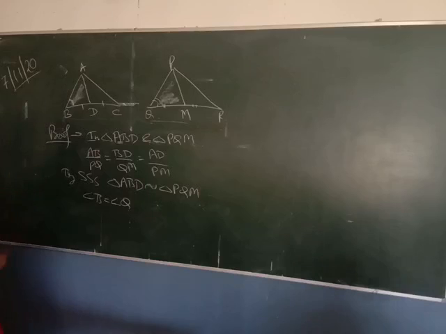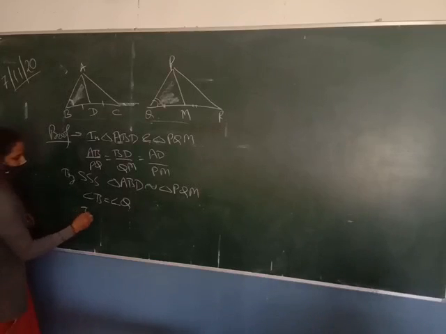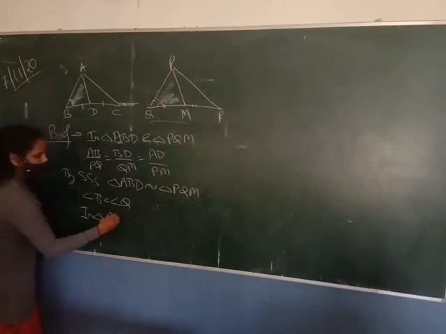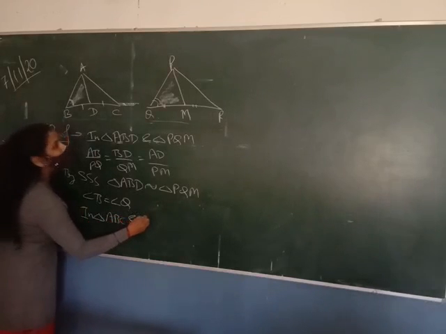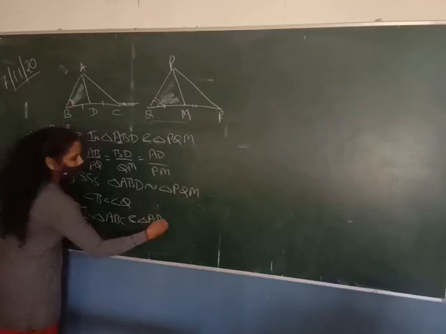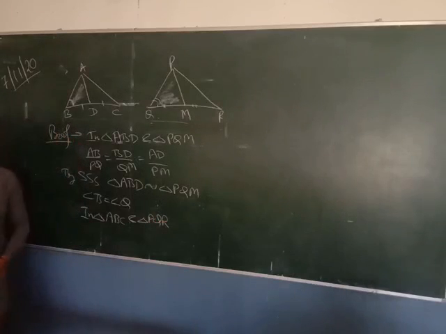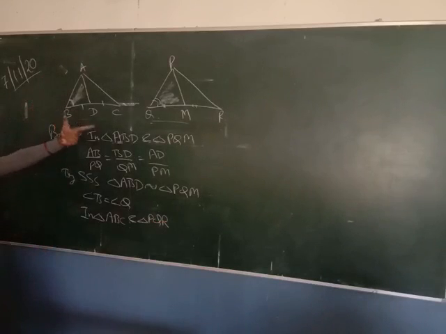फिर आगे कंटिन्यू करते हैं. In triangle ABC and triangle PQR, you will get AB upon PQ is equal to BC upon QR, given in the question, and angle B is equal to angle Q, proved above. So by SAS.